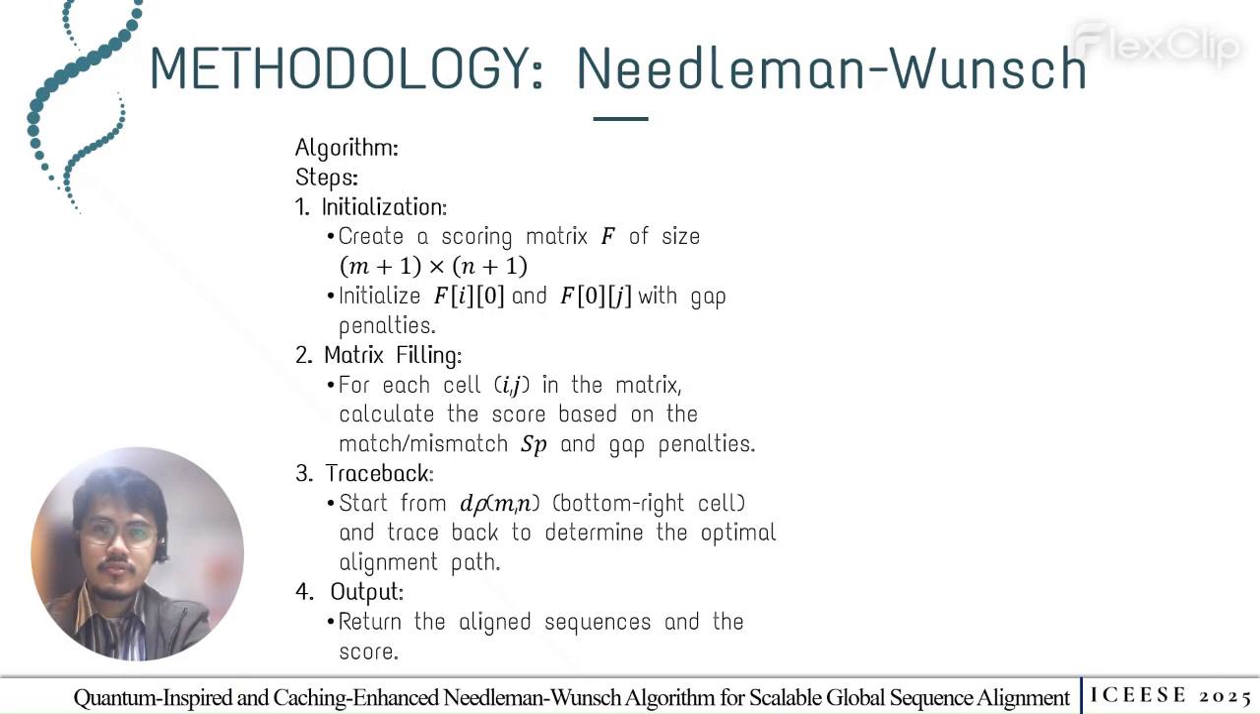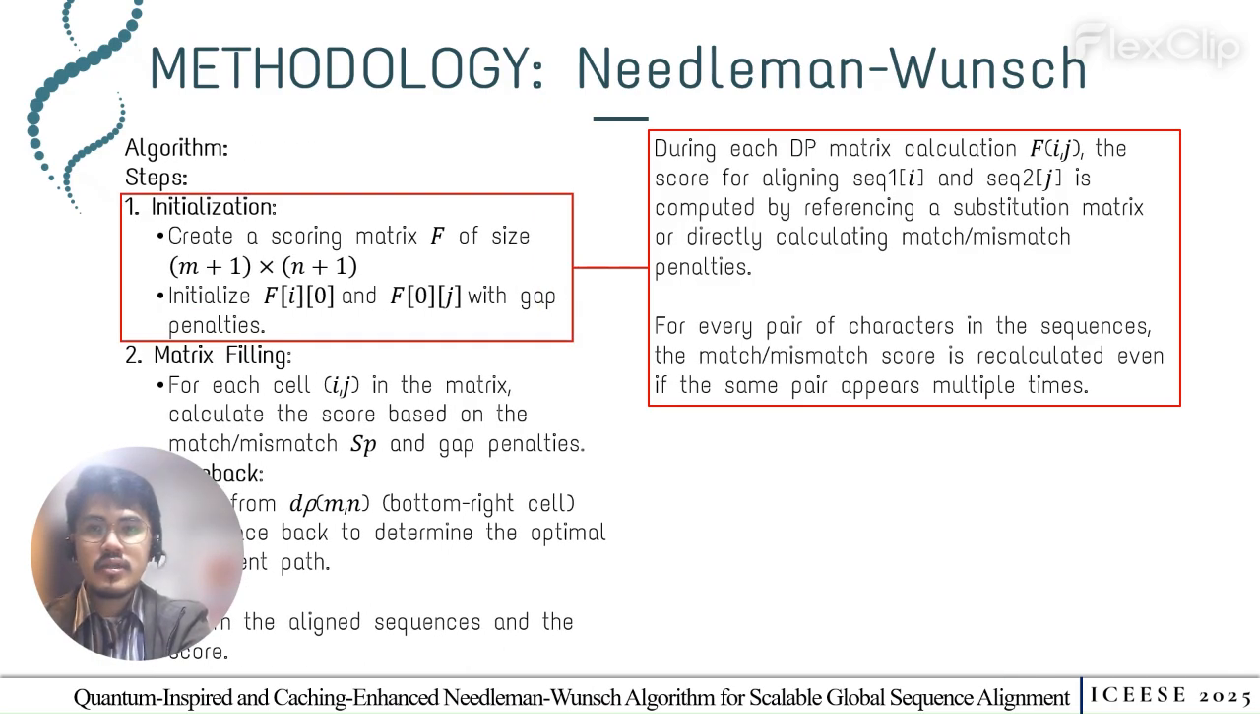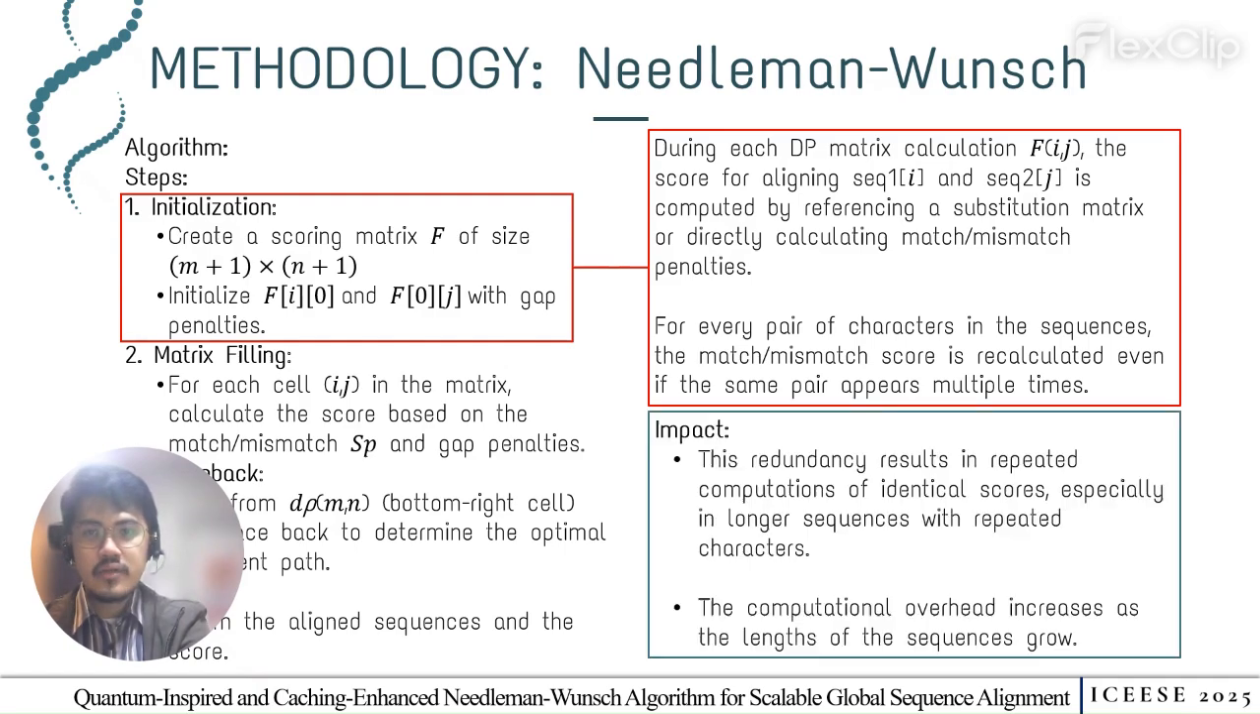The classic algorithm follows three stages: matrix initialization, matrix filling, and traceback. In this research, the algorithm is structured to integrate score precomputation and quantum-inspired enhancements directly into the matrix filling step. In traditional implementations, during each dynamic programming matrix update, the alignment score for sequence 1 and 2 is recalculated, even when the same character pair occurs multiple times. This results in repeated and unnecessary computations.